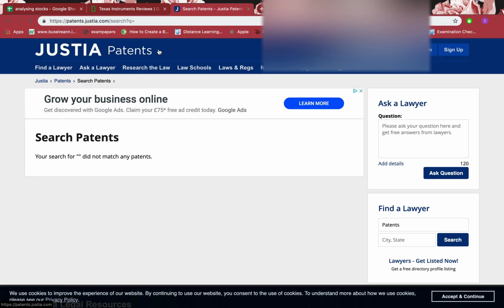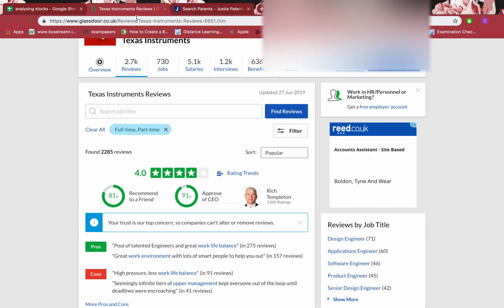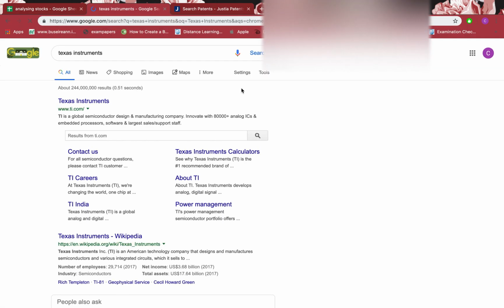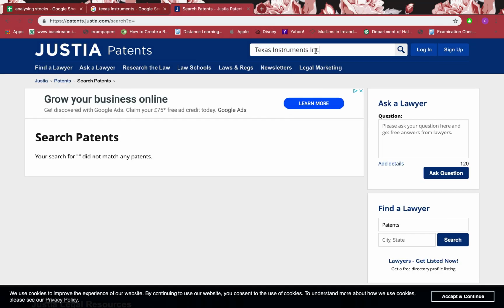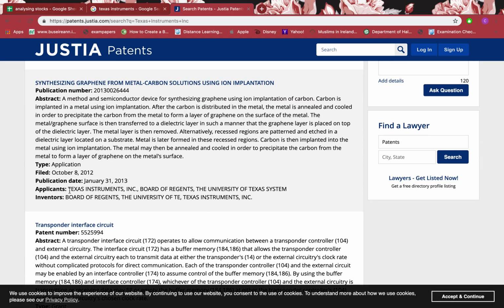And if you want to have a look at the patents, you go to the website Justia Patents, and type the name in the search bar. You need to make sure the name you type in is the same, because often firms have similar names. I'll take Texas Instruments Inc. and search that in this bar. You need to ignore the inventors and consider the applicants, which means the people who have the full rights of the patent.